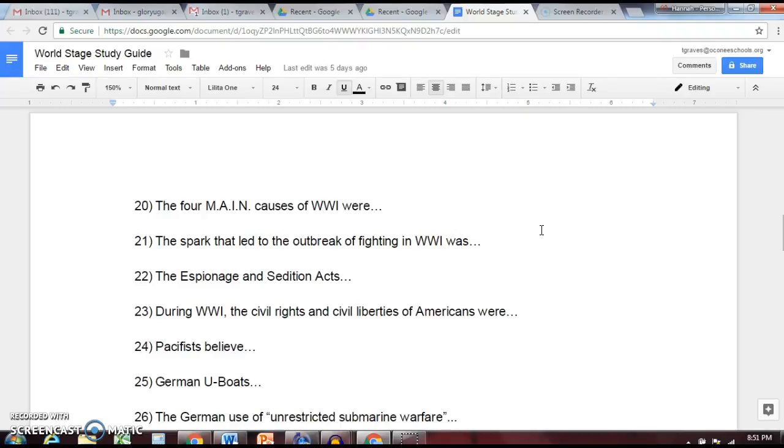Number 22, during World War I inside the United States, there were two laws passed, the Espionage and Sedition Acts. Espionage means spying, sedition means like treason. So basically what these acts did, particularly the Sedition Acts, is it made it a crime to speak out and criticize the government and criticize the war effort inside the United States during World War I.